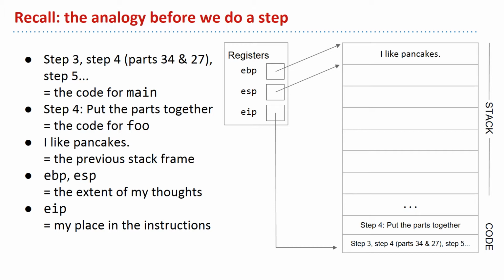In the analogy, we had this thought that we were thinking about before, something about how I like pancakes. That corresponds to the previous stack frame, so the stack frame of the previous function. In the analogy, we had these little pointers telling us what is the extent of my thoughts so far. And that corresponds to EBP and ESP here. So that tells us the top and the bottom of the current stack frame. And finally, we had EIP, which told us kind of like my place in the instructions. So maybe you had like a finger pointing at the instructions, telling you where you were, and EIP represents that.